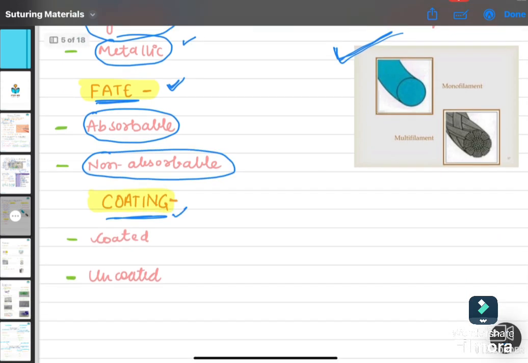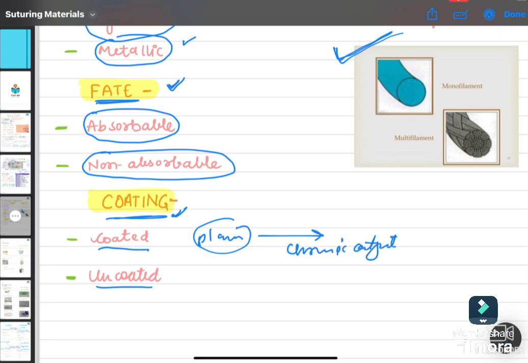Third is coating, coated or uncoated, like plain catgut. When it is coated, it becomes chromic catgut. Plain catgut is uncoated and chromic catgut is coated.